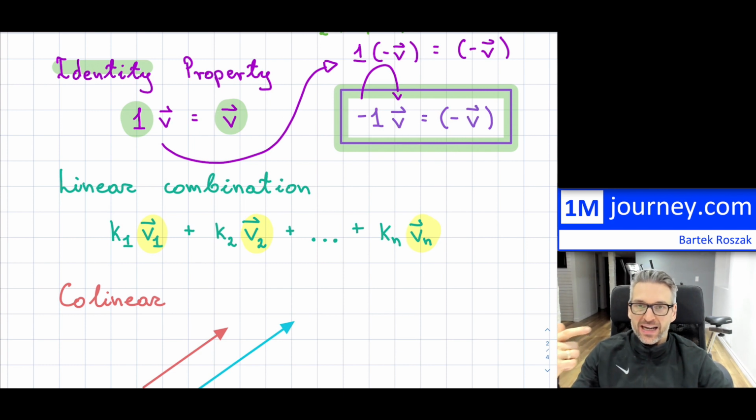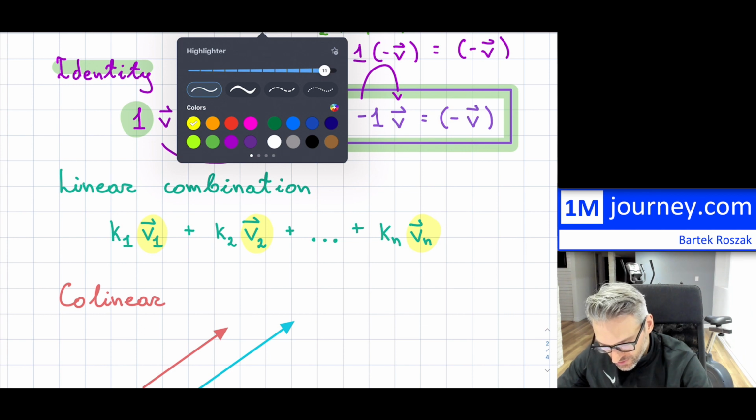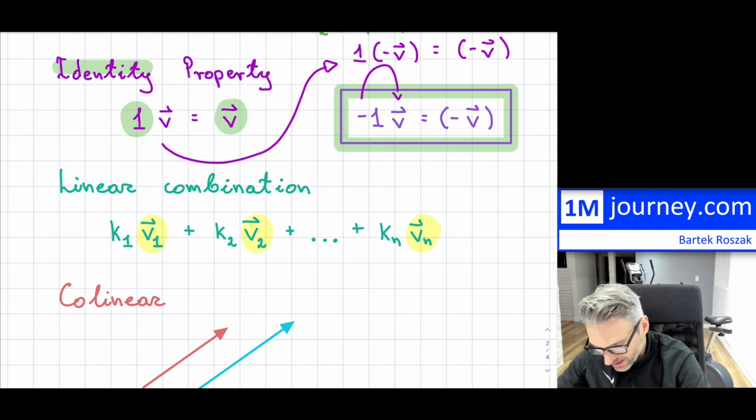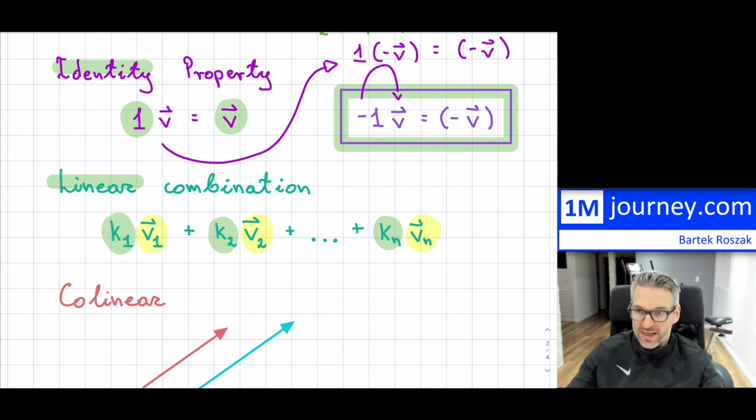If you're going to be adding any of those, and they are scaled, so notice we have a scaling right here, k1, k2, these are just scalars, and so on, we call this a linear combination. Combination makes sense, you're combining vectors, and linear is because you are combining vectors that are only scaled by a scalar. So that combination is called a linear combination.